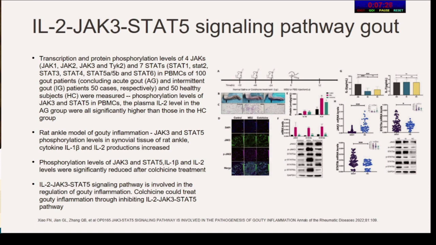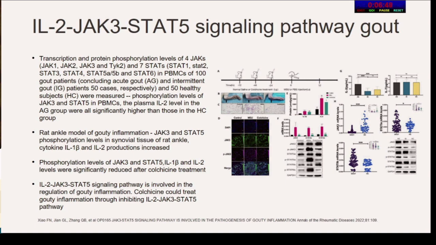Coming to the newer developments in gout, there hasn't been much data about JAK inhibition in gout. This was one of the first studies looking at JAK inhibition in gout. It looked at the levels of 4 JAKs and 7 STATs in peripheral blood mononuclear cells of 100 gout patients versus healthy controls, and these levels were found to be on the higher side. In a rat ankle model of gout inflammation, JAK3 and STAT5 phosphorylation levels in synovial tissues were increased, and this phosphorylation of JAK3, STAT5, interleukin-1 beta and interleukin-2 was significantly reduced with colchicine treatment.